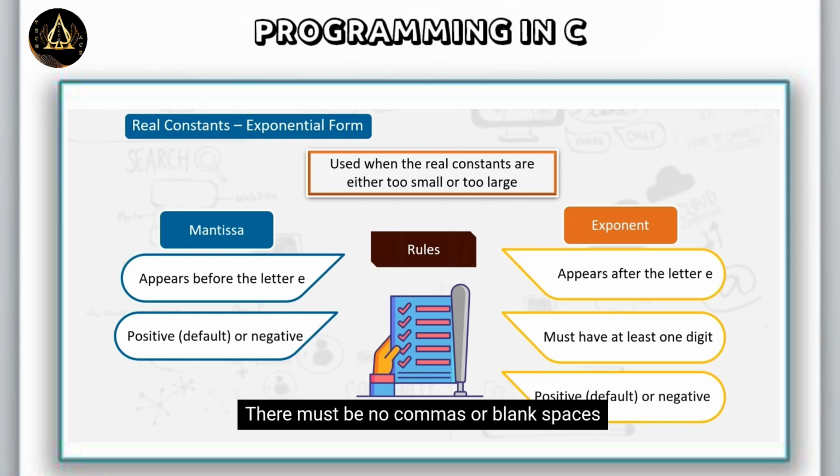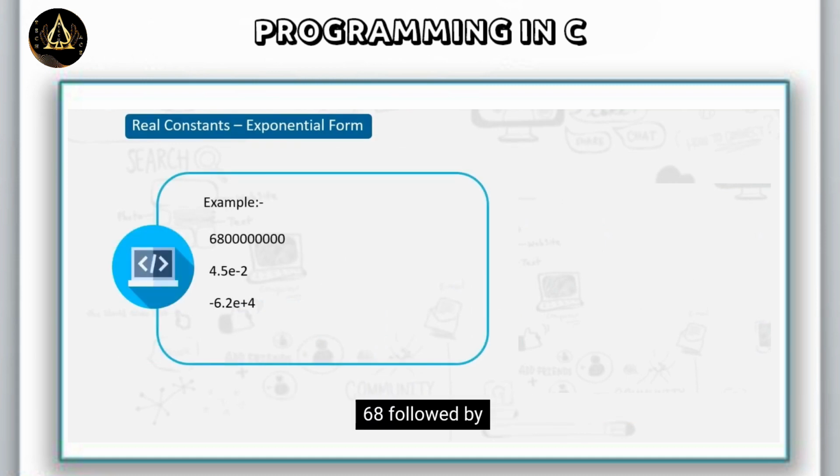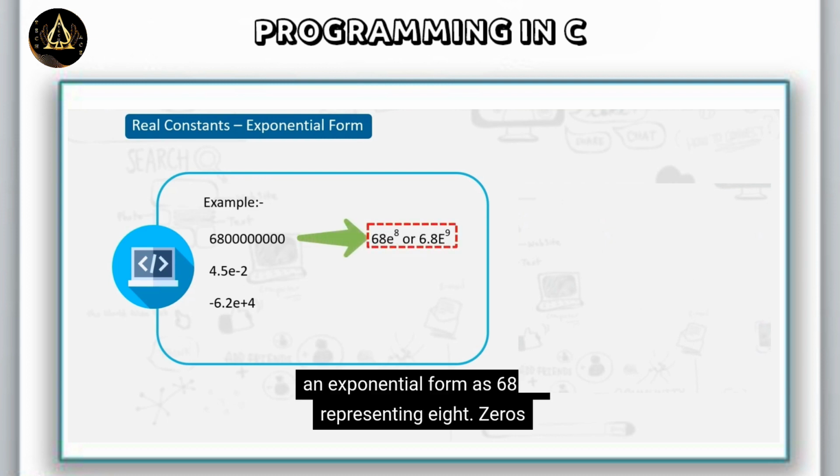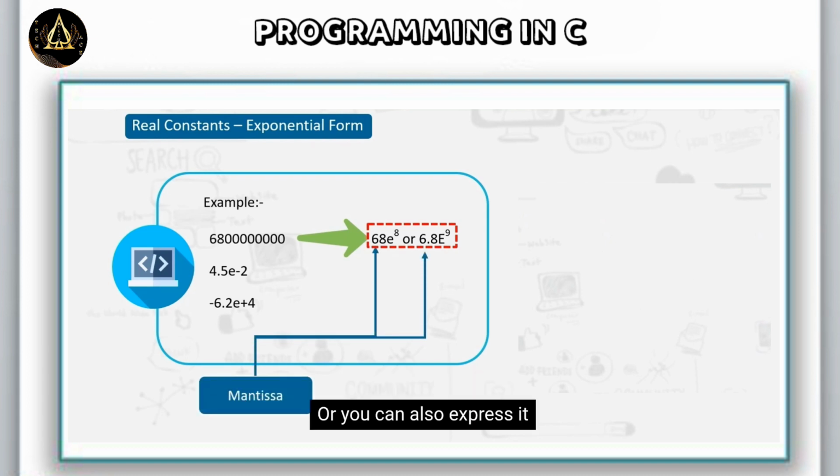There must be no commas or blank spaces within the real constants here, and we have to see to it that the mantissa part and the exponent part are separated by either small letter e or capital letter E. Now in the example that we see here, 68 followed by 8 zeros can be represented in exponential form as 68E8, representing 8 zeros. 68 is the mantissa part, or you can also express it as 6.8E9, 6.8 being the mantissa and 9 being the exponent part.